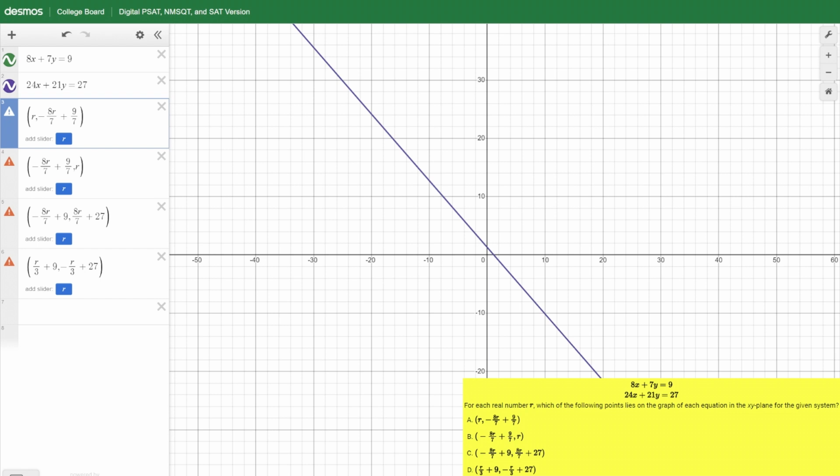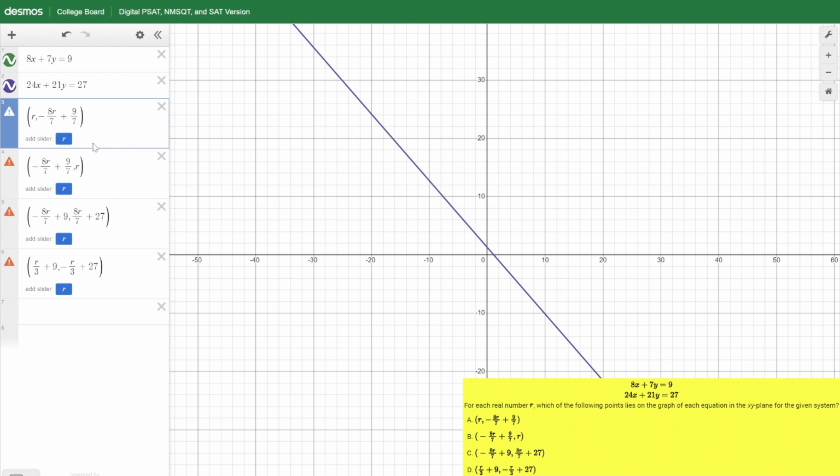I've already inputted the two equations. As you can see, the second equation is just 3 times the first equation. So the two equations are identical to each other. And you can see that the first equation is the green line, and when I turn on the second equation, it overlays on top of that and becomes the purple line.